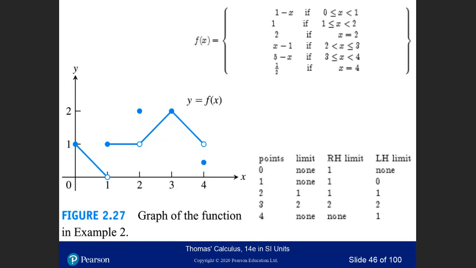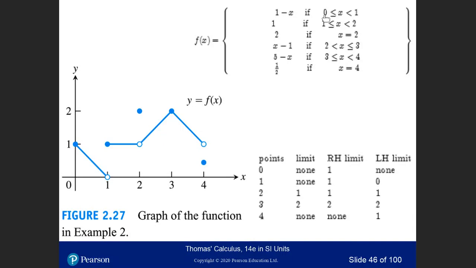Okay, let's look at this function here. Now that's the piecewise defined function. Between 0 and 1, it's obvious that y is equal to 1 minus x. So when x is 0, you have 1. And as you approach 1, it equals 0.